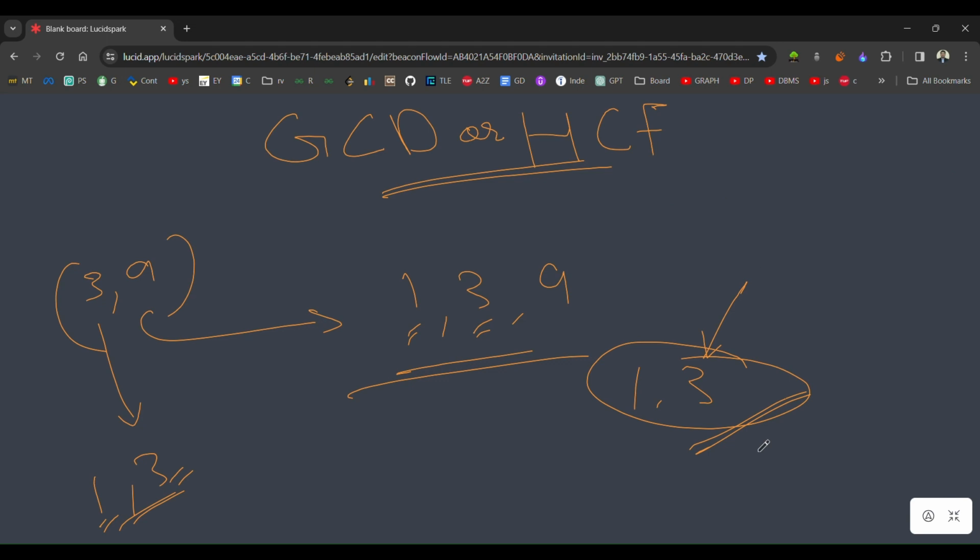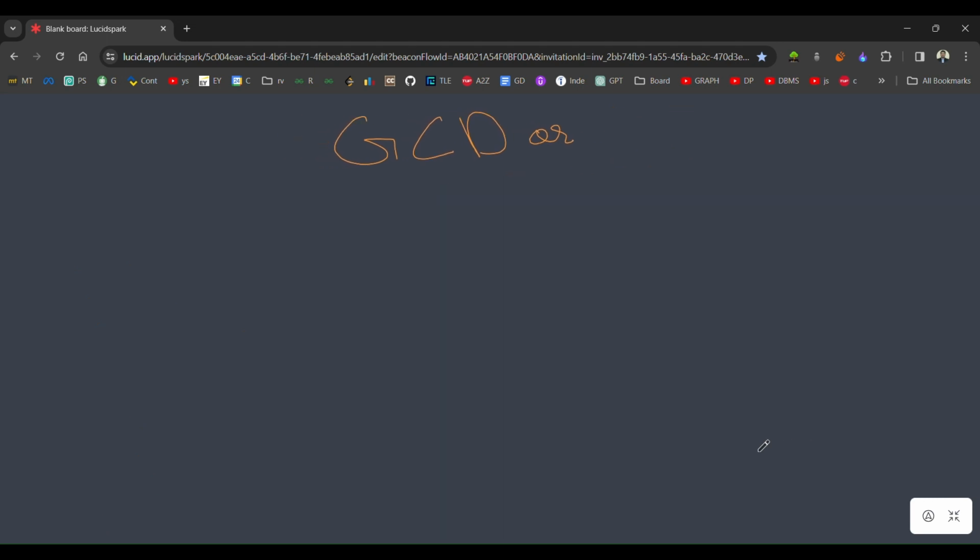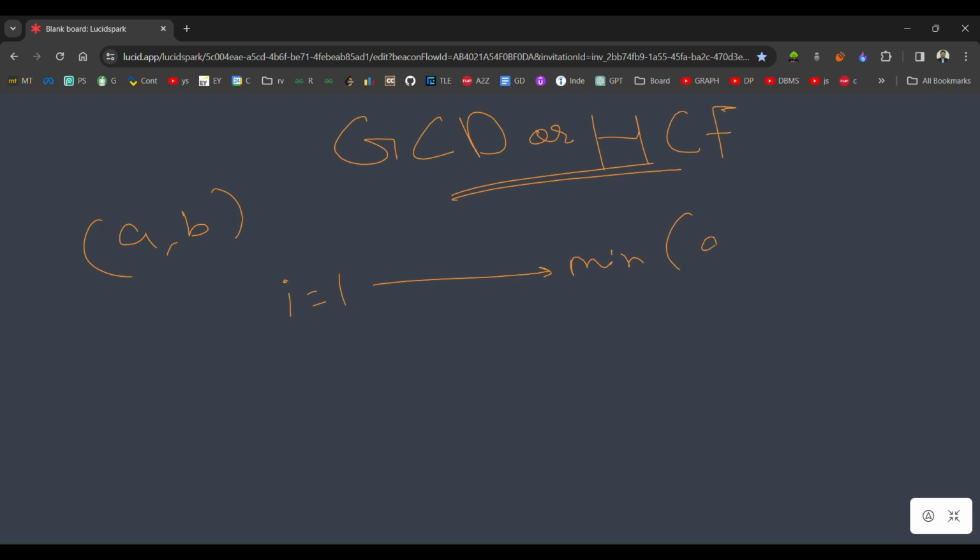So how are we going to implement this? Let's say two numbers, A and B, are given to you. You will have to find the greatest common divisor of A and B, right? So you will iterate from I equals 1 till minimum of A and B, and then you will be checking whether I can divide both A and B.